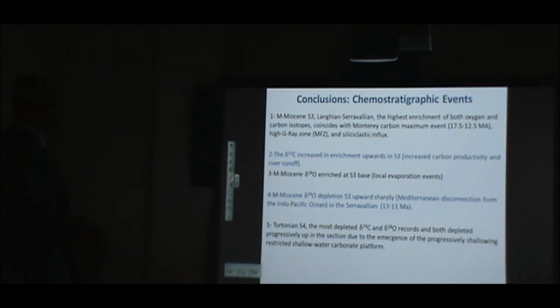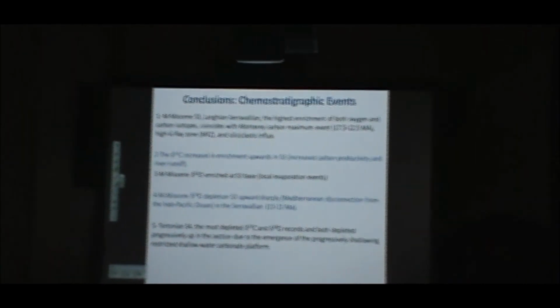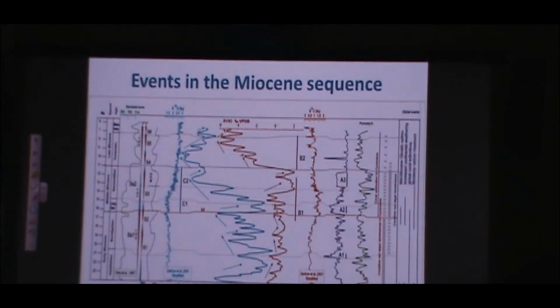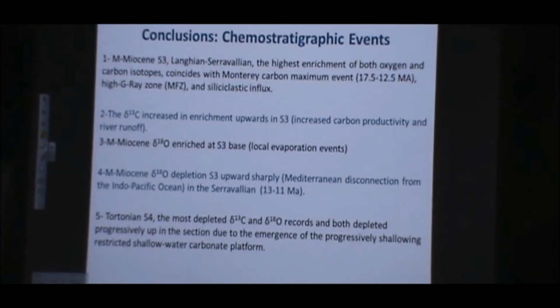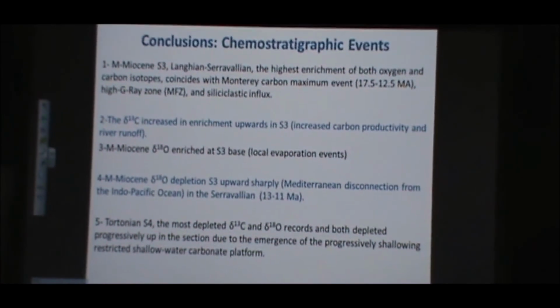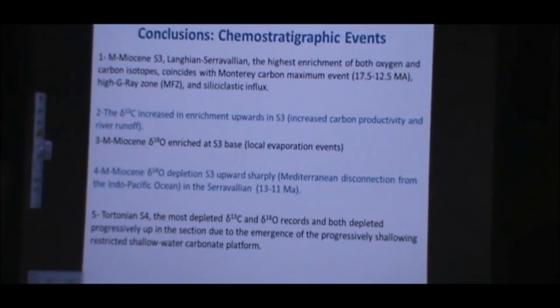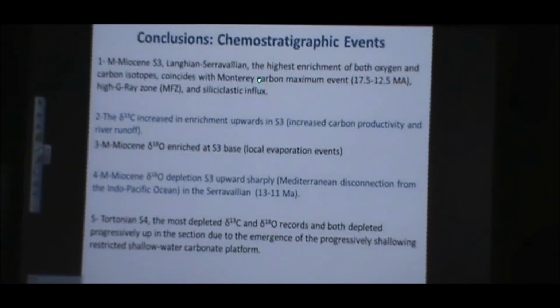So the conclusion in the chemostratigraphic part: the middle Miocene sequence 3, as we call it here, has most of the events. In the Langhian-Serravallian, it has enrichment in both oxygen, which is the Evaporite event, and carbon, which is the Monterey event, and it has the maximum flooding zone. It has the high gamma ray zone, and it has siliciclastic influx. So all of these events happen in the middle Miocene.